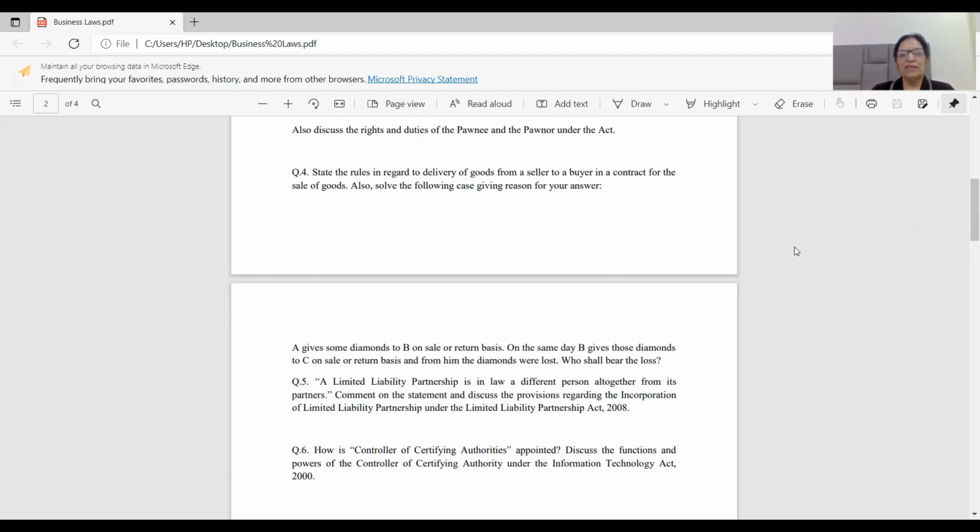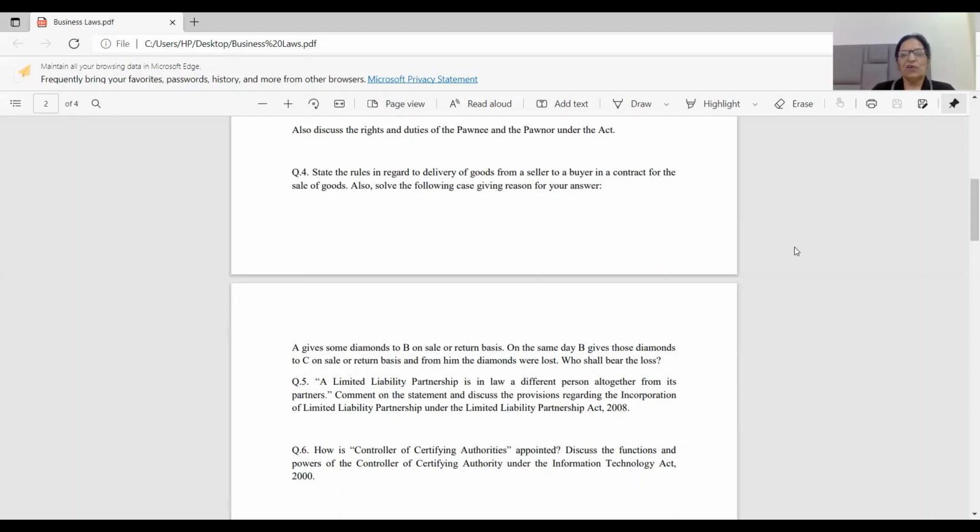So you will have to write features here, and then after that, you will have to write comment on the statement and discuss the provisions regarding the incorporation of LLP. There are 6 steps involved in the incorporation of LLP. There are some guidelines regarding name of LLP. Now new guidelines have been incorporated under this LLP Amendment Act 2021. We'll have to write those new guidelines.